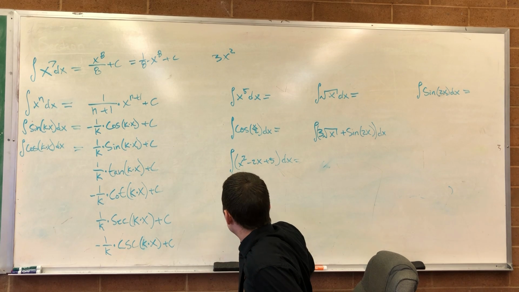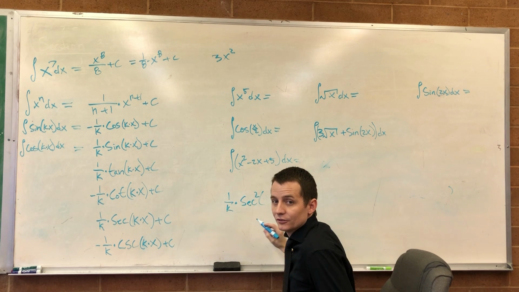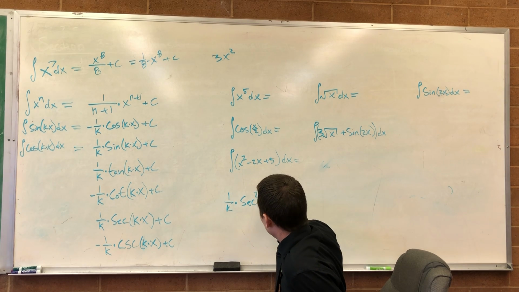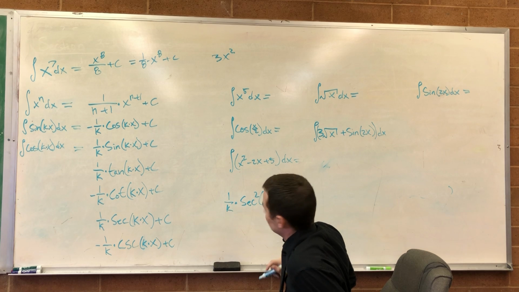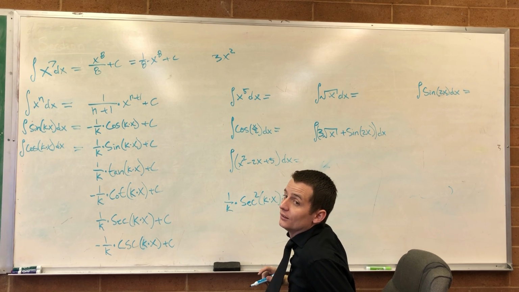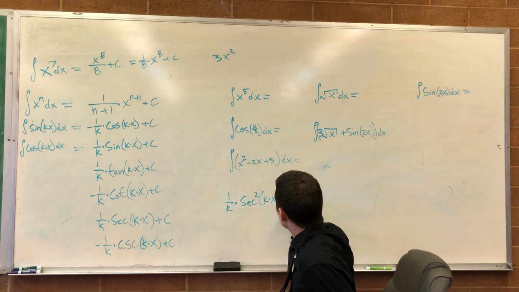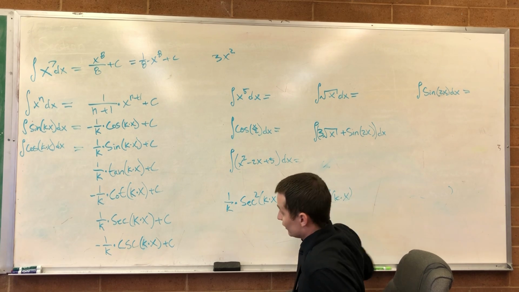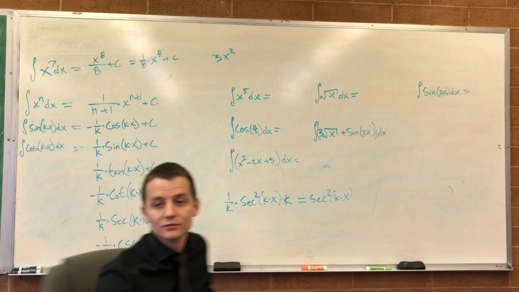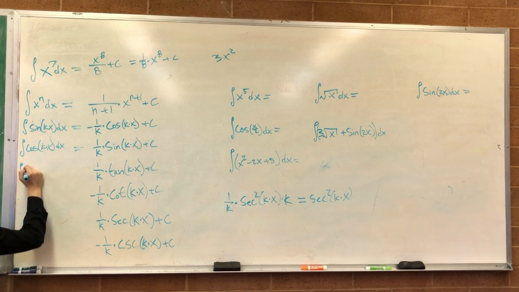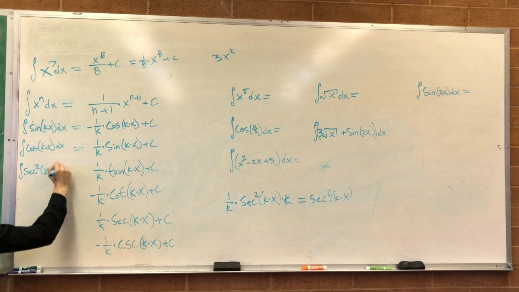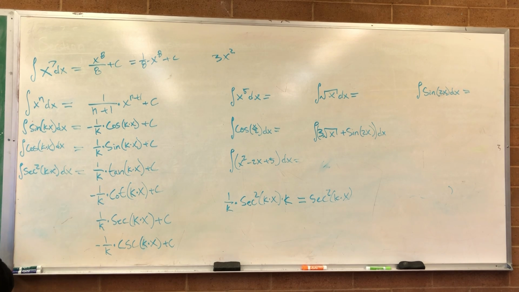The derivative of tangent is secant squared. Secant squared of k times x times what? Chain rule, which is equal to just secant squared of k times x. So now we know the integral of secant squared. So the integral of secant squared of k times x with respect to x is equal to that.